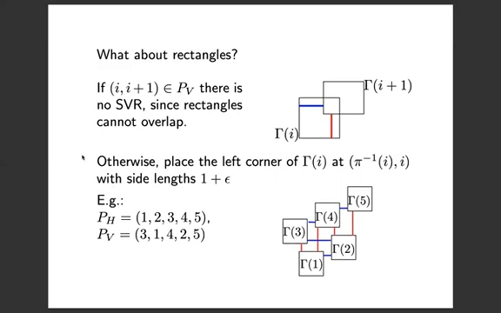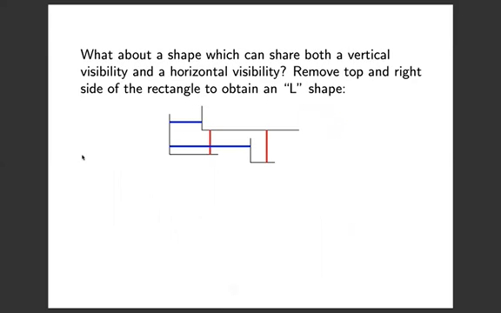And so as we see in this example, as long as there's no tuples like i and i+1 in the vertical path, this gives us a valid simultaneous visibility representation. So that gives us a necessary and sufficient condition for rectangles.